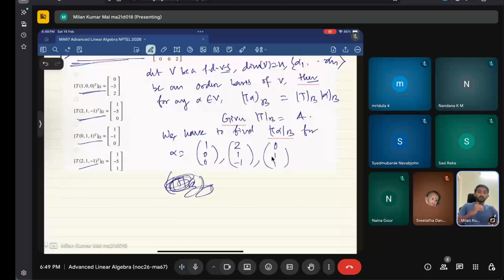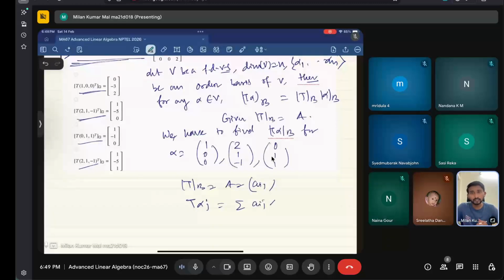That means if we map alpha j under T, then the coordinate vector of T alpha j will be the jth column vector of the matrix representation of T. So therefore, here in the ordered basis, 1 0 0 is actually in the third position. So that means the matrix representation of T alpha, that is T of 1 0 0, will be the third column.